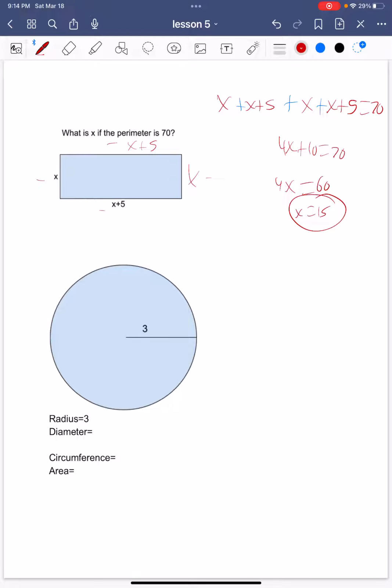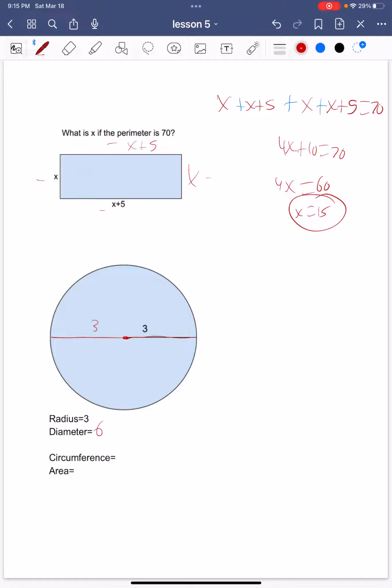If the radius is 3, we want to find the diameter, circumference, and area. So the diameter, this is the radius, a line from the center of the circle to the edge. The diameter is just the full length from the rightmost edge to the leftmost edge, which is double the radius. So if both radiuses are 3, the diameter is 6.